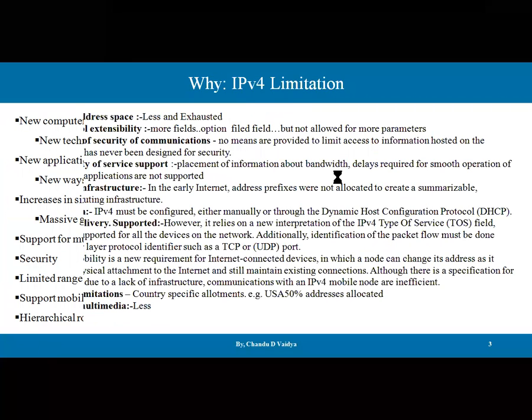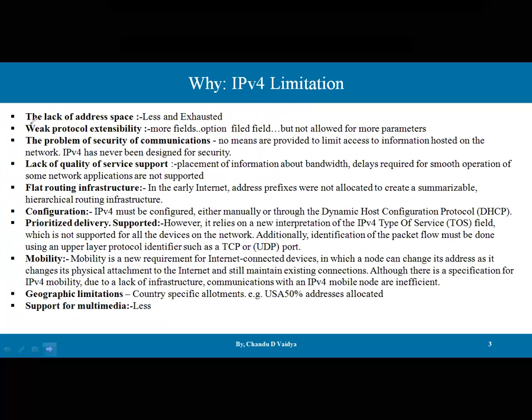Then let's talk about the limitations of IP version 4. So I will quickly go through the limitations of IP version 4. Lack of address space: we have very little space, that is 2 to the power 32, and it is almost exhausted. The weak protocol extensibility. Here, there were more fields, the 12, 13, 14 fields, the option fields, but they did not allow for more parameters. There was an option field available, but it did not allow for more parameters, but what we have now is the extension header. So this is also a drawback or limitation.